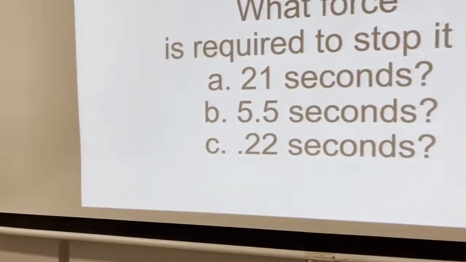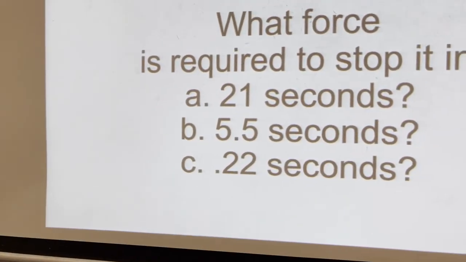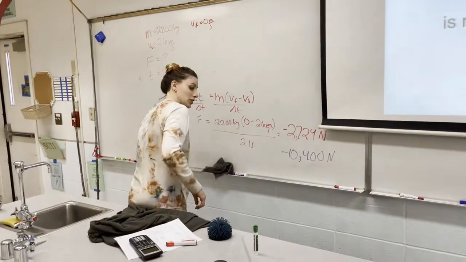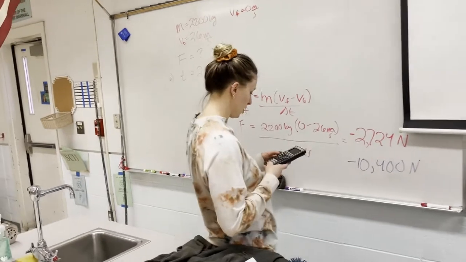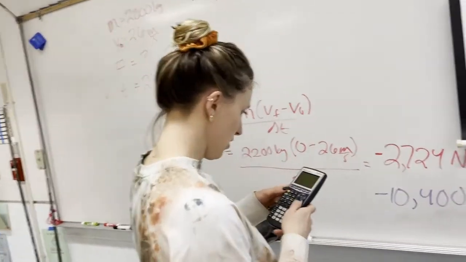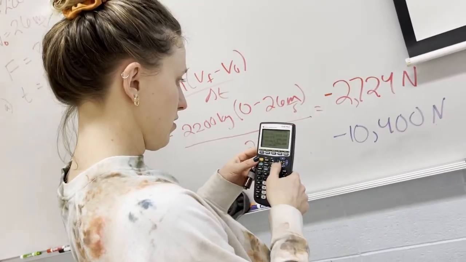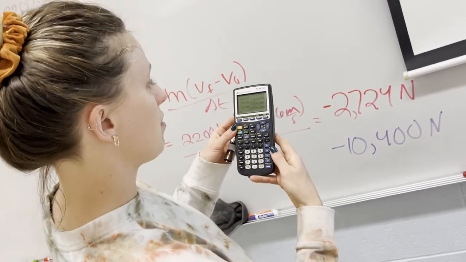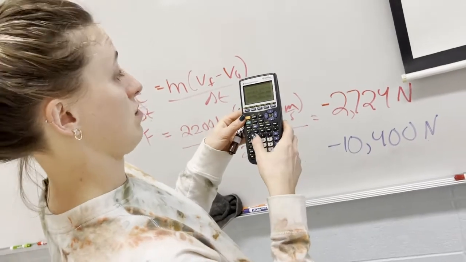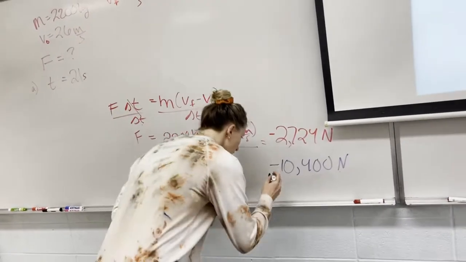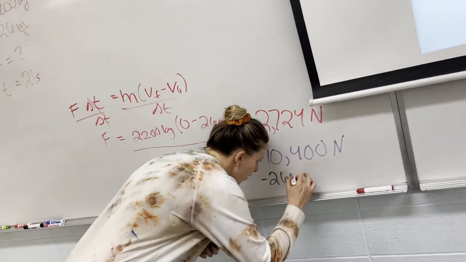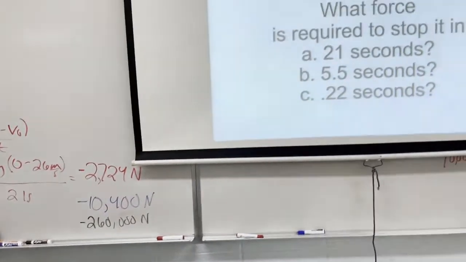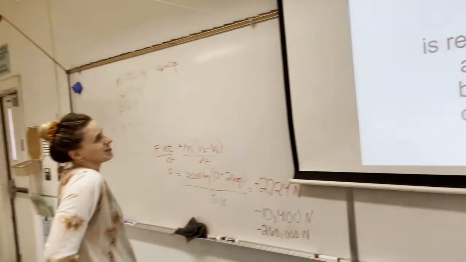Now, I noticed it's 0.22 seconds. What would be required to stop something in 0.2? That's less than a second. A lot of force, for sure. Like hitting a bridge on the highway. Should I do it in there? Yeah. So here we go, 0.22, and I get negative 260,000 newtons. That's where people get killed. Not enough cushion, for sure.